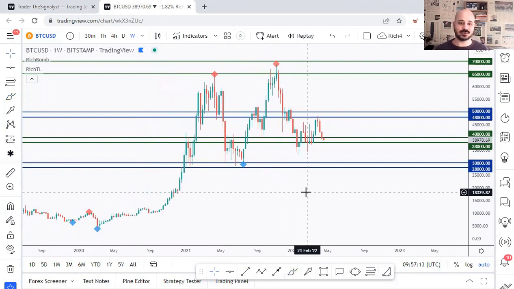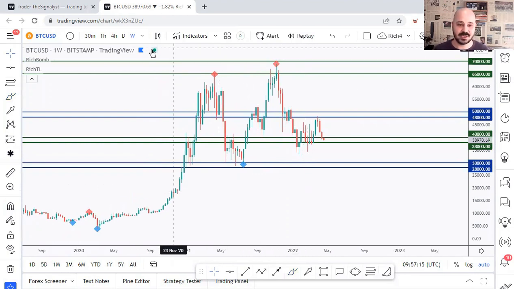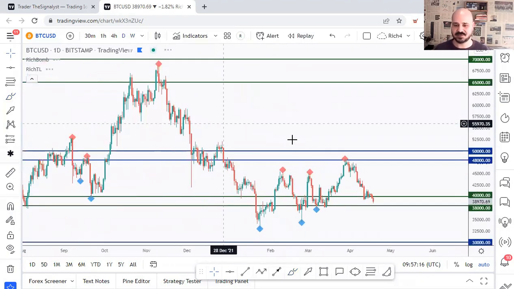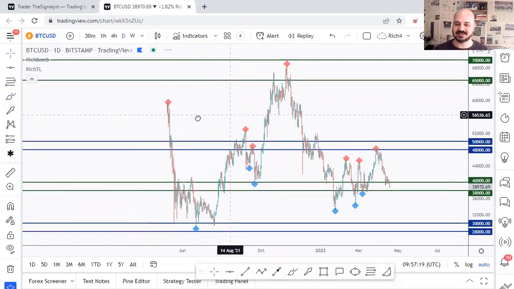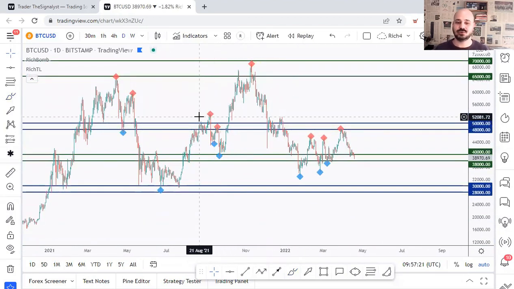Okay, now how to approach it? Once you find your support and resistance from the higher time frame, as mentioned previously, you can always zoom in to the daily time frame to refine it, or to look for any support and resistance that wasn't visible from the weekly time frame.